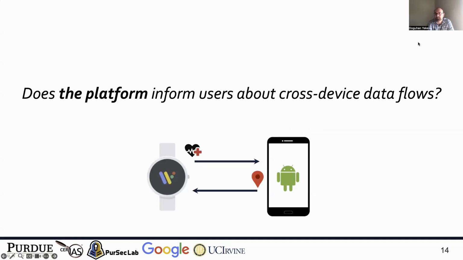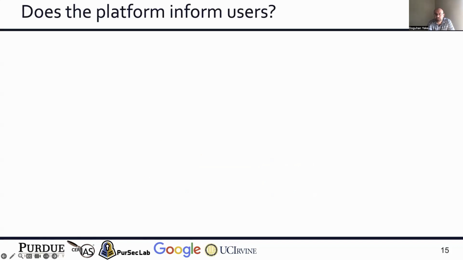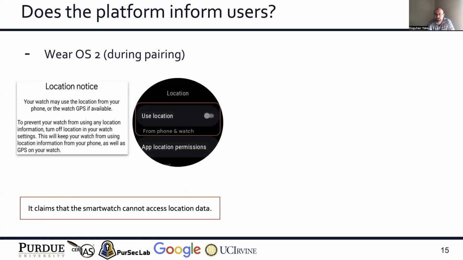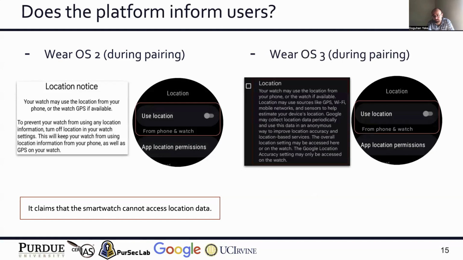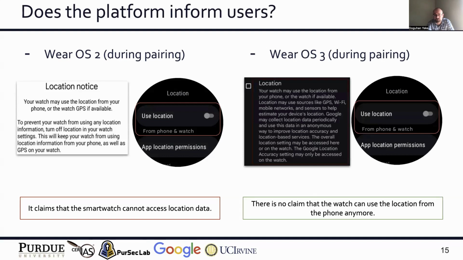Thanks, Ibrahim. Next, we analyze whether the platform informs the users about cross-device data flows. For this, we inspected Wear OS 2 and Wear OS 3. In Wear OS 2, during device pairing, we have seen a location notice. It says, to prevent your watch from using any location information, turn off location in your watch settings. This will keep your watch from using location data from phone and watch. However, even if we toggle off this location setting, the watch can still access the phone's location through cross-device data flows. In Wear OS 3, however, there is no such claim that the watch can use location from phone anymore.